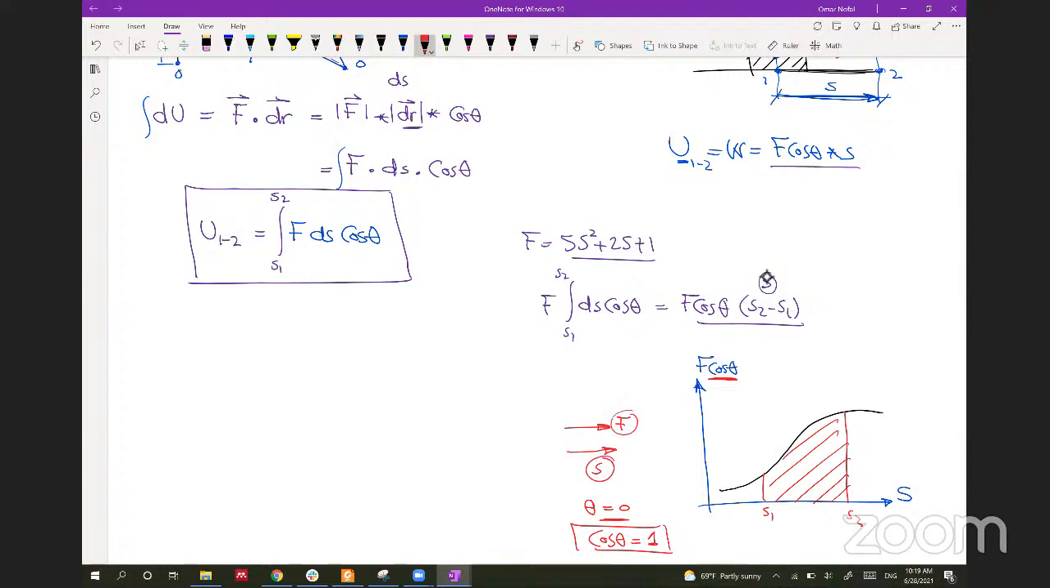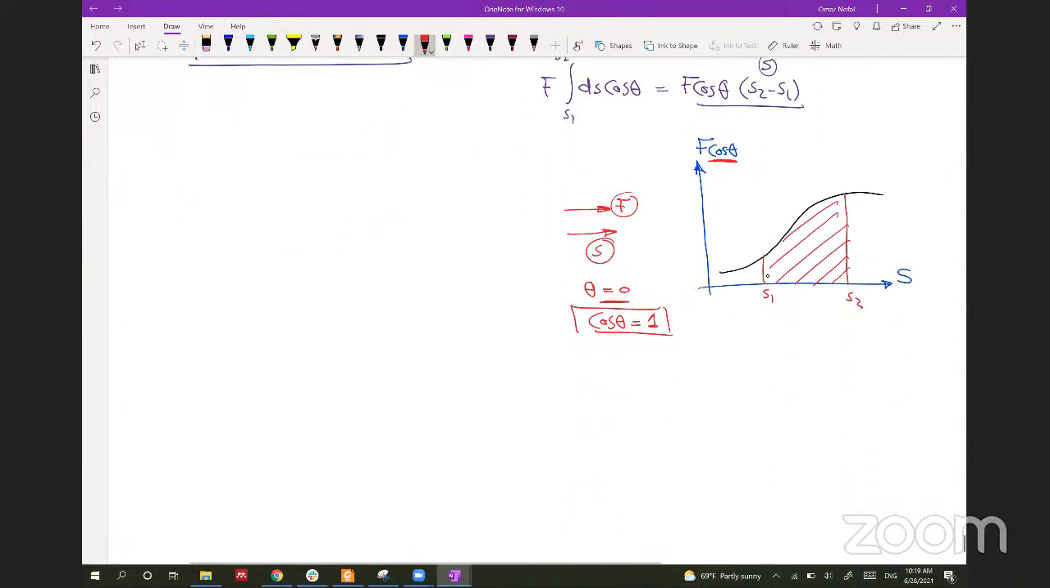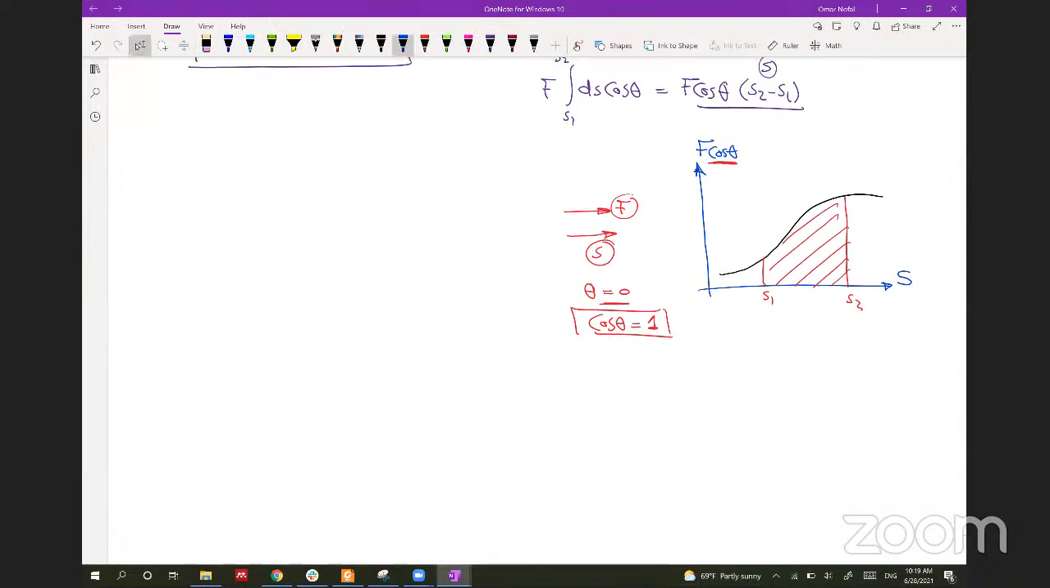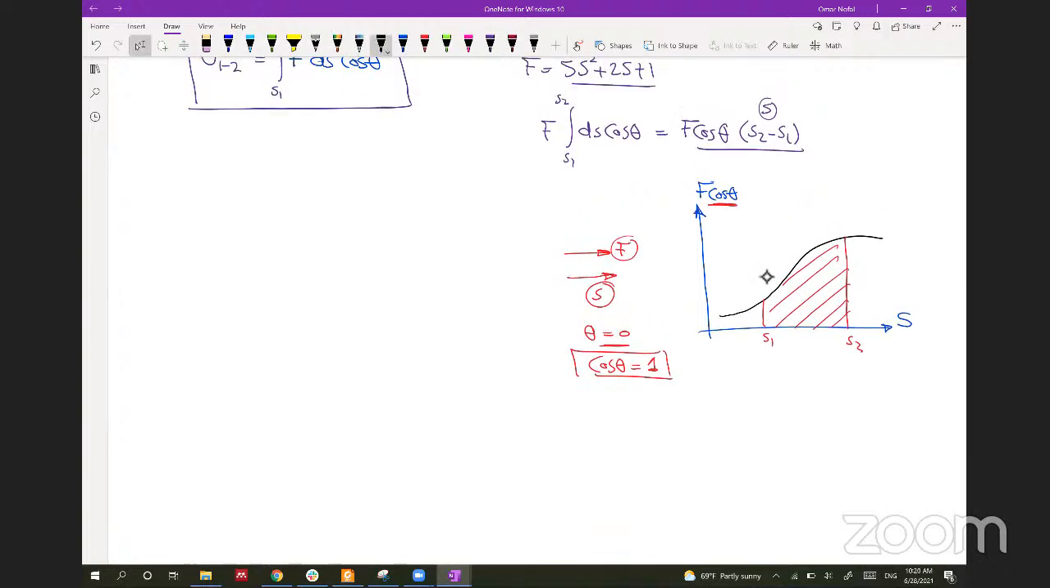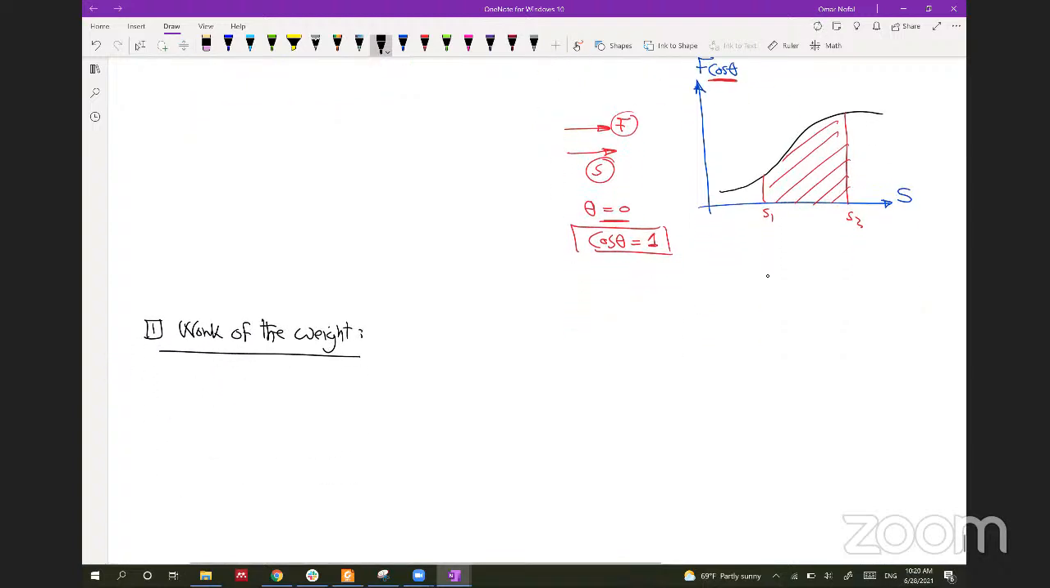All right. So let's now see the work exerted by different types of forces. So let's put one, the work exerted by weight. The work of the weight. And let's assume that we have XY axes.